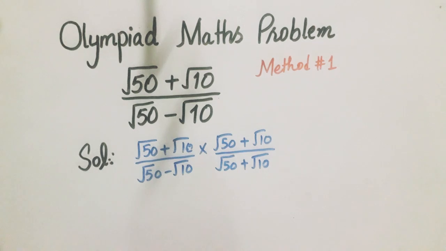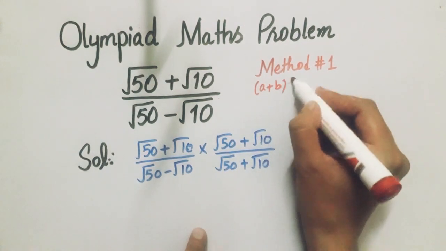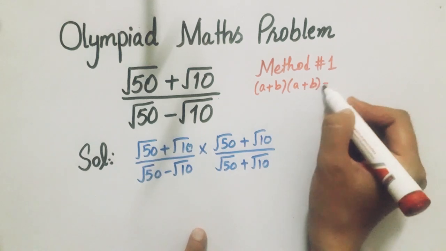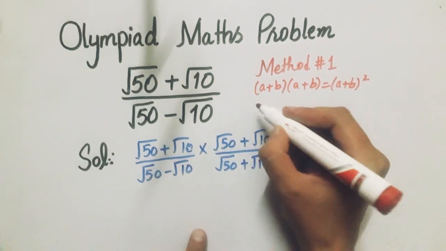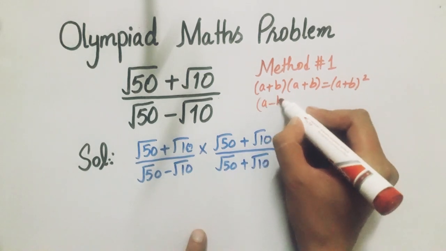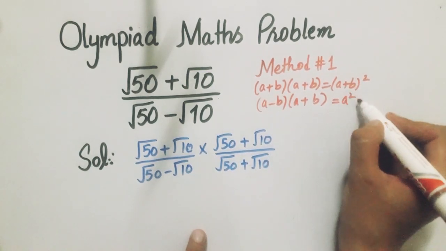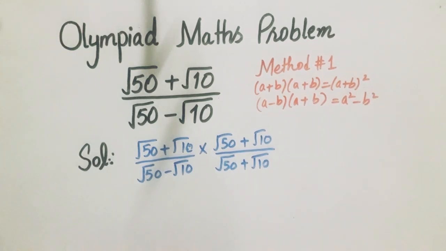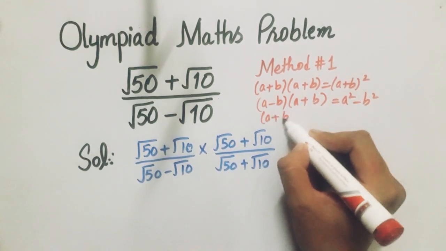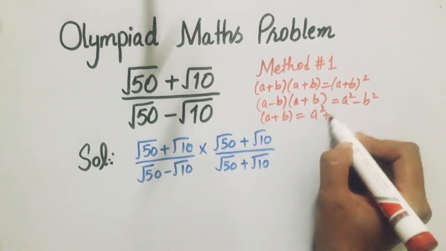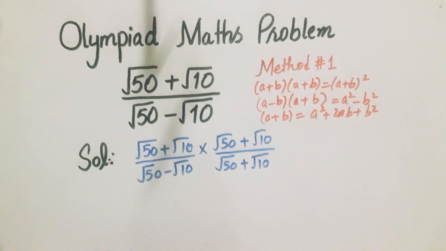Now here we apply the two formulas. First, a plus b into a plus b means a plus b whole square, and the other formula in the denominator is a minus b into a plus b, which means a square minus b square. We also know the third formula, a plus b whole square means a square plus 2ab plus b square. Now we will apply these formulas in this question.